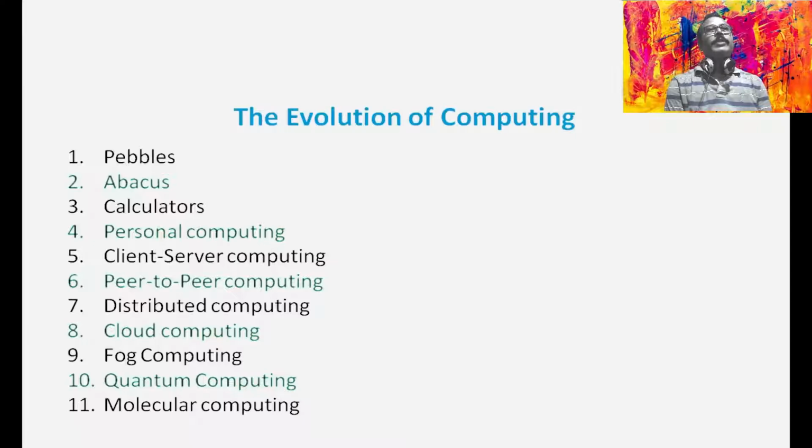So these are the phases, we can say. It started with pebbles, and then abacus. Calculators were used, personal computing, client server computing, peer-to-peer computing, distributed computing, cloud computing, fog computing, and moving towards quantum computing, molecular computing.